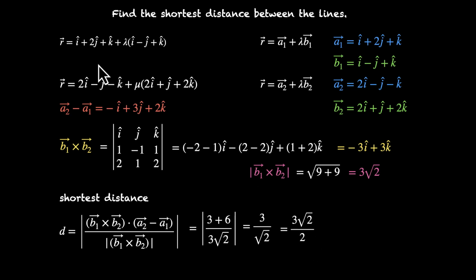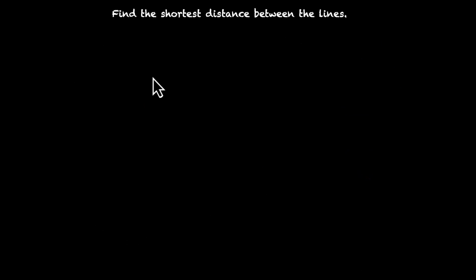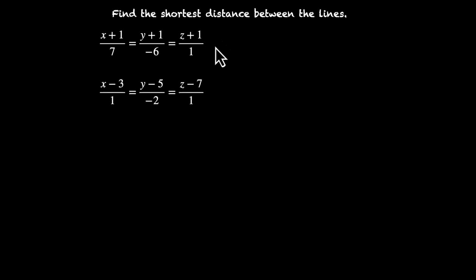Now in these two problems, we were given equations in the vector form. Now let's see how to deal with Cartesian form. Find the shortest distance between these two lines. Pause the video, try this out. All right, let's do this together.